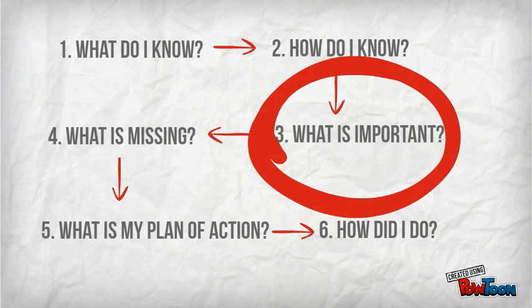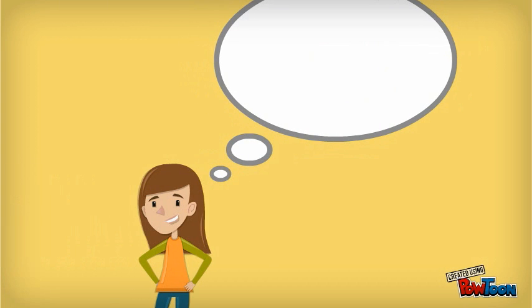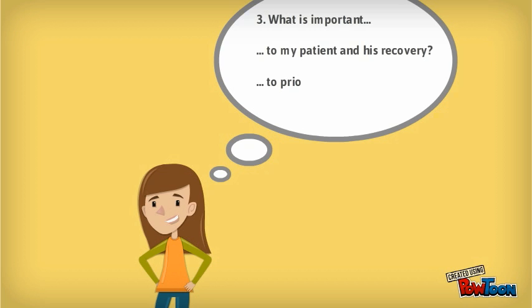Step 3. What is important? What is important to Mr. Tomei and his recovery? What's the priority?